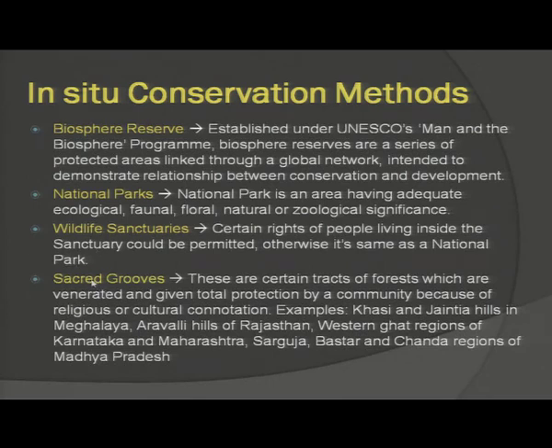Sacred groves, again, the concept of sacred grove is related to our culture, to the religion, to our religious practices. These are certain tracts of forest which are venerated, which are worshipped and given total protection by a community because of religious or cultural connotation. Examples of them are Khasi and Jaintia hills in Meghalaya, Aravalli hills of Rajasthan, Western Ghat regions of Karnataka and Maharashtra, Sarguja, Bastar and Chanda regions of Madhya Pradesh, and there are innumerable sacred groves all over India, because Indians used to believe in nature and worship nature, which is a part of their culture and their religion.